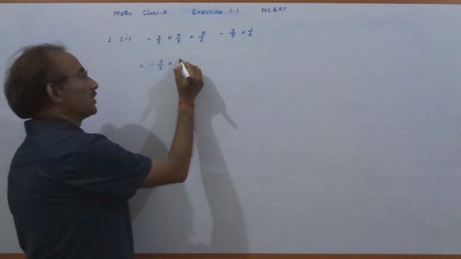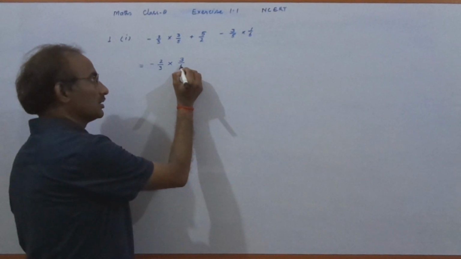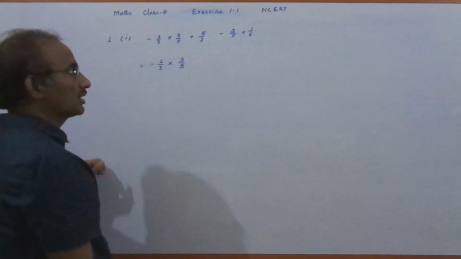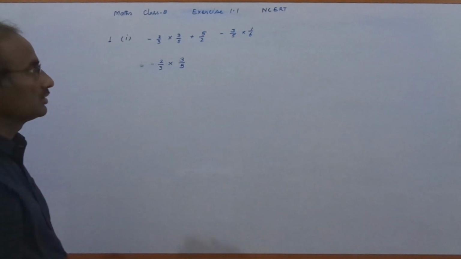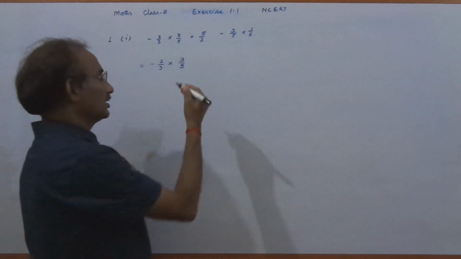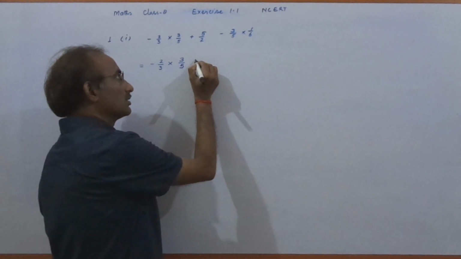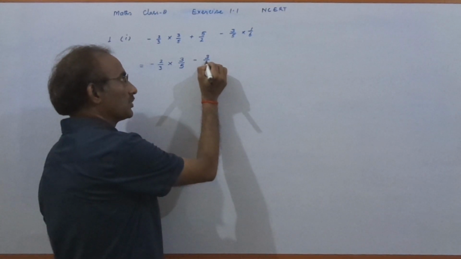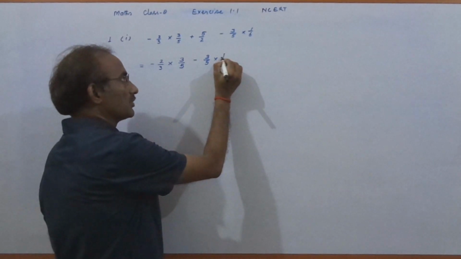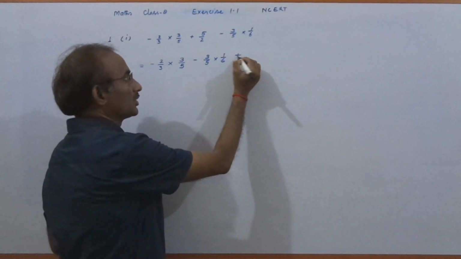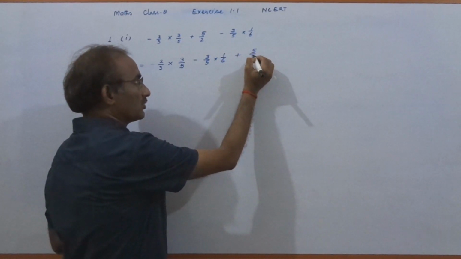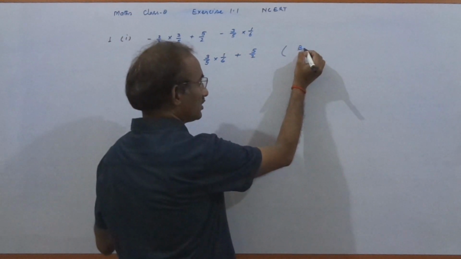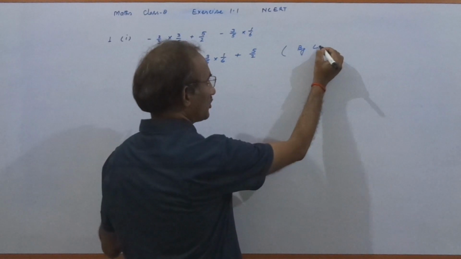Here we can write minus 2 upon 3 and 3 upon 5. And using the commutative property for the addition of rational numbers, we can write minus 3 upon 5 into 1 upon 6 and plus 5 upon 2 by commutativity.